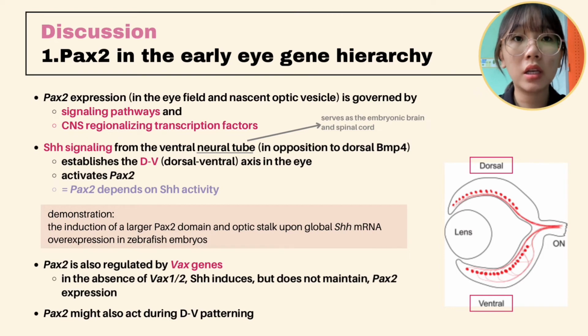and spinal cord. It establishes the DV, dorsal-ventral axis, in the eye, and at the same time it activates PAX2, which means PAX2 depends on SHH activity. Its demonstration is the induction of a larger PAX2 domain on the optic stalk upon global SHH mRNA overexpression in zebrafish embryos. Besides that, PAX2 is also regulated by VAX genes, where in the absence of VAX1 or 2, SHH will induce but does not maintain PAX2 expression. And PAX2 might also act during DV patterning.